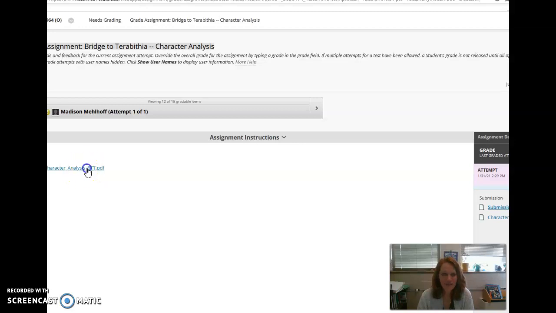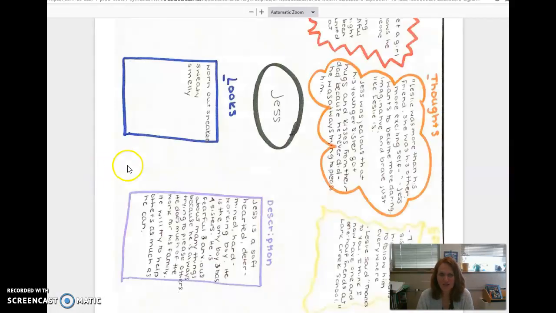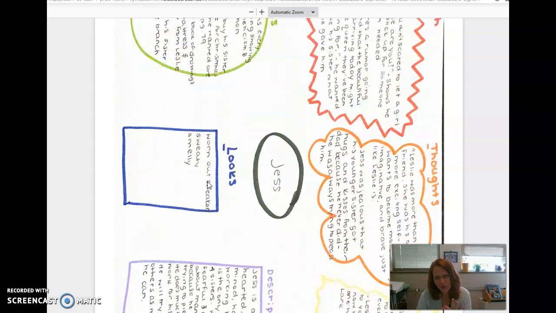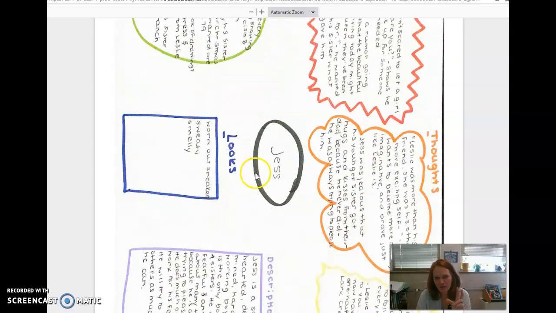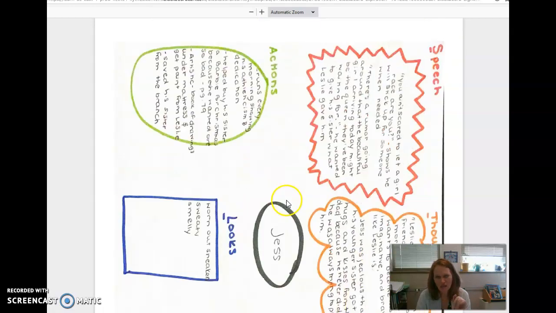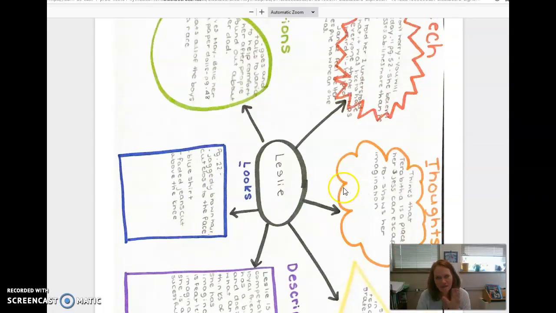Hey Madison, great job on your analysis of the characters of Bridge to Terabithia. I thought this was great because you used different colors for different parts of what you were talking about, you know, the actions and speech. One is on Jess and then the one on Leslie as well. I just think this is a great idea.